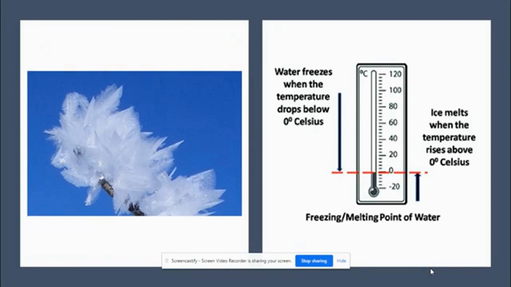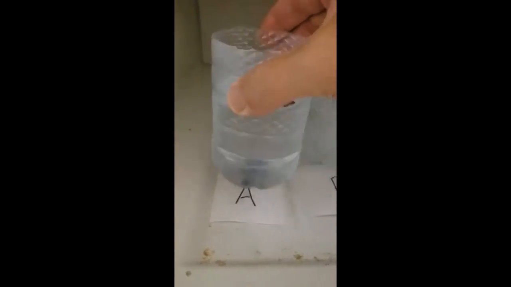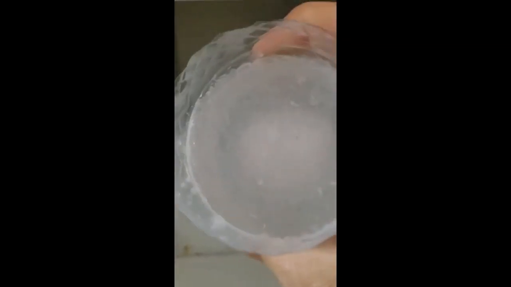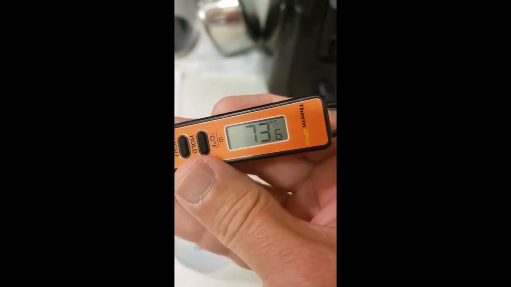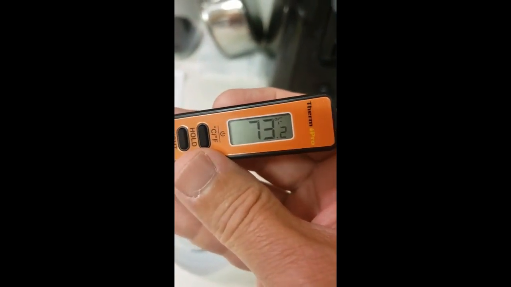All right, let's try some experiments. All right, so here we are 24 hours later, and we have liquid A and not so liquid B. Seems as though liquid B has frozen. So we have our thermometer here. It's reading the air temperature as 73 degrees.